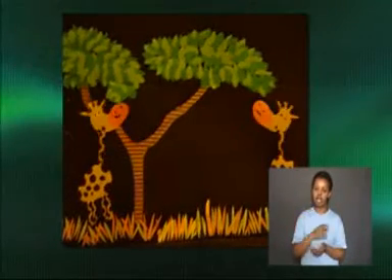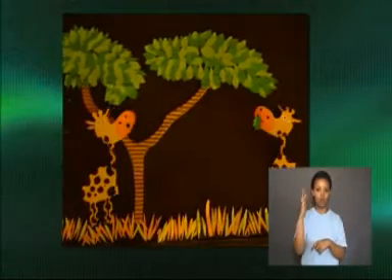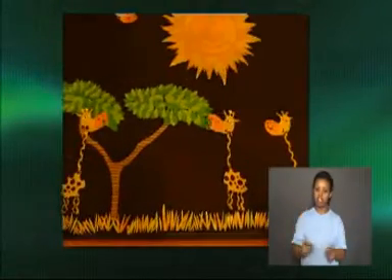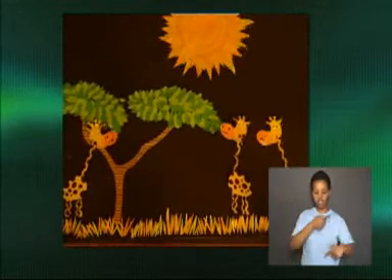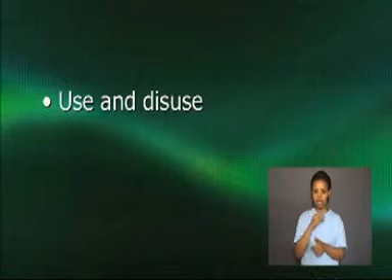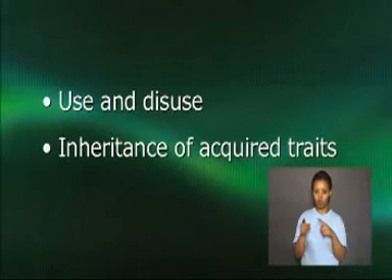His theory described a two-part method by which change was introduced into a species and passed through generations of the species. The two parts of his theory are use and disuse and inheritance of acquired traits. Let us start by talking about use and disuse. The first notion of Lamarckian theory is use and disuse.